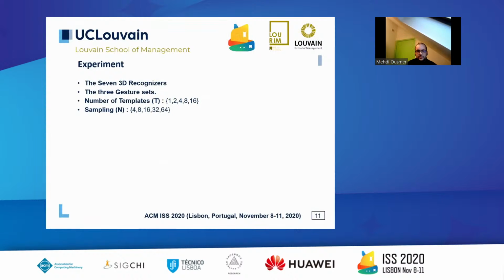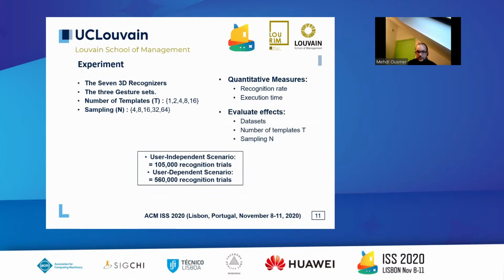To prove the efficiency of the recognizers, we experimented with them in both user-independent and user-dependent scenarios, using 3 trajectory datasets. Furthermore, we tested recognizers for different conditions defined by 2 variables, the number of templates and the number of points, or sampling. We collected the test results through 2 quantitative measures, the recognition rate and the execution time. Also, we could analyze the effect of the 3 factors on measures, which are the dataset, the number of templates, and the sampling. Now I would like to draw your attention to the total number of recognition trials performed, which is in total 665,000 recognition trials.